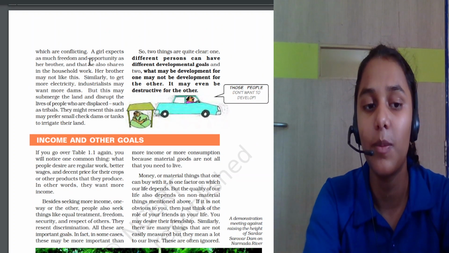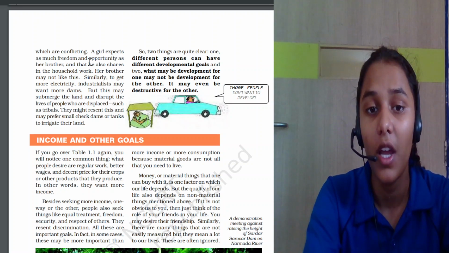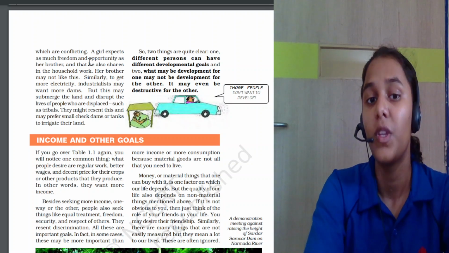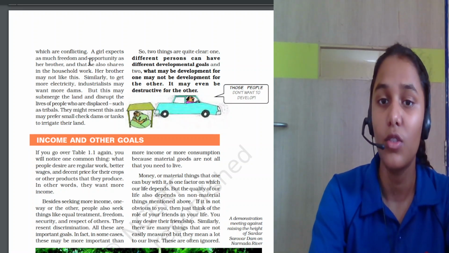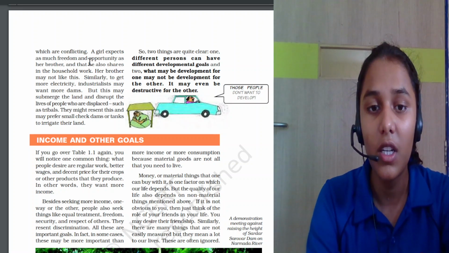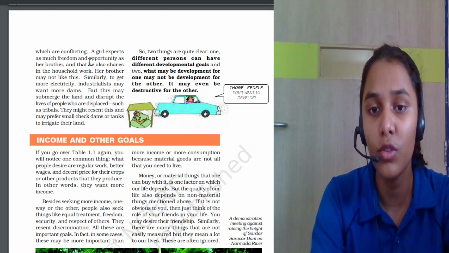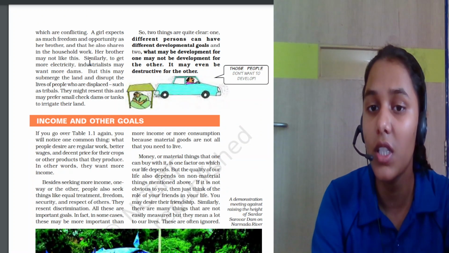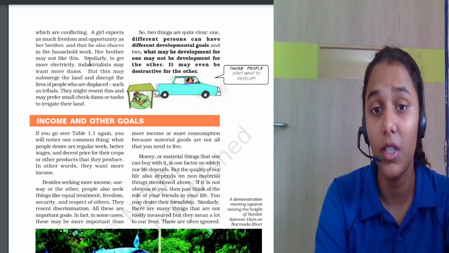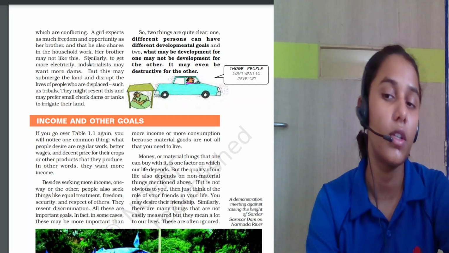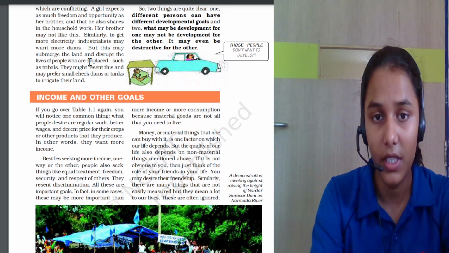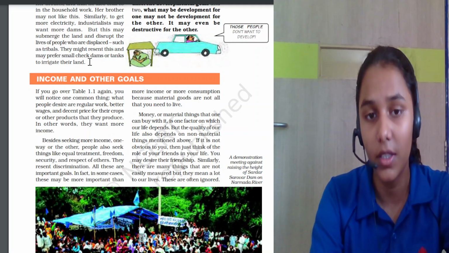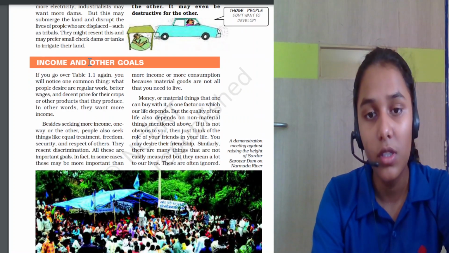So, what do we conclude from this paragraph? A girl wants as much freedom as her brother, as many opportunities as her brother. So, this is the development for the girl, whereas her brother does not like this. So, it is conflicting between both of them. So the development criteria of different people might also be conflicting. So two things are quite clear to us: that different persons can have different development goals, and second, that what may be development for one may not be development for another. It may even be destructive for the other person. So there are a few examples you can look at of how the development criteria of one person can be destructive for another. Then we move on to income and other goals.